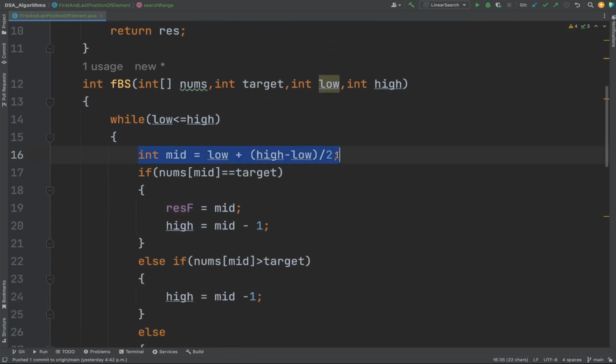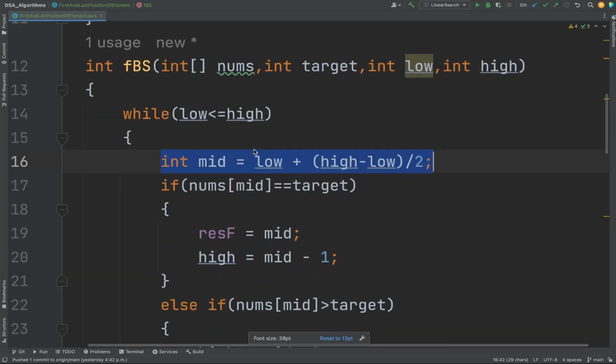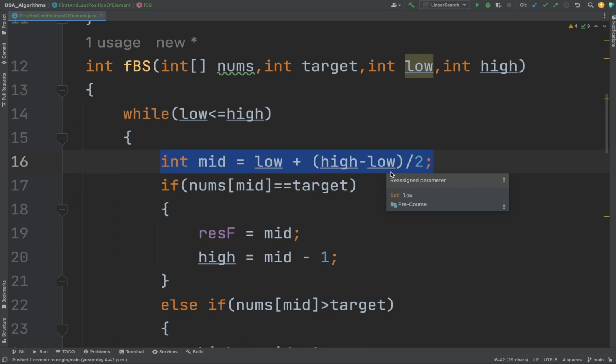So you're going to find the middle value. I hope by now everybody understands how to find the middle value: low plus high minus low by 2, just to avoid overflow.